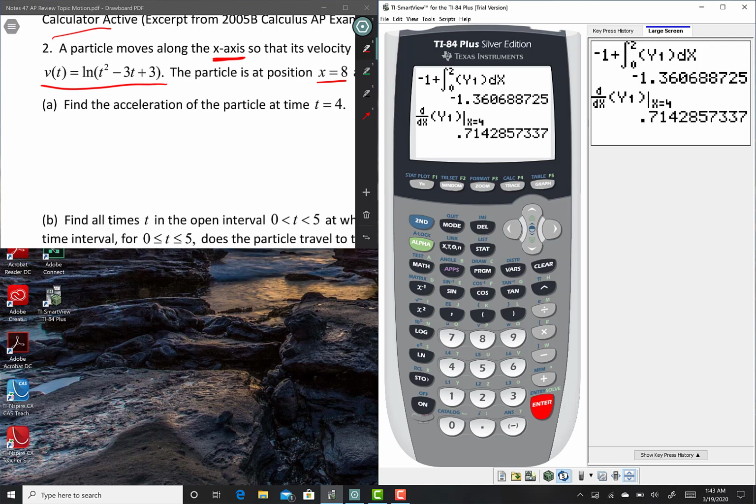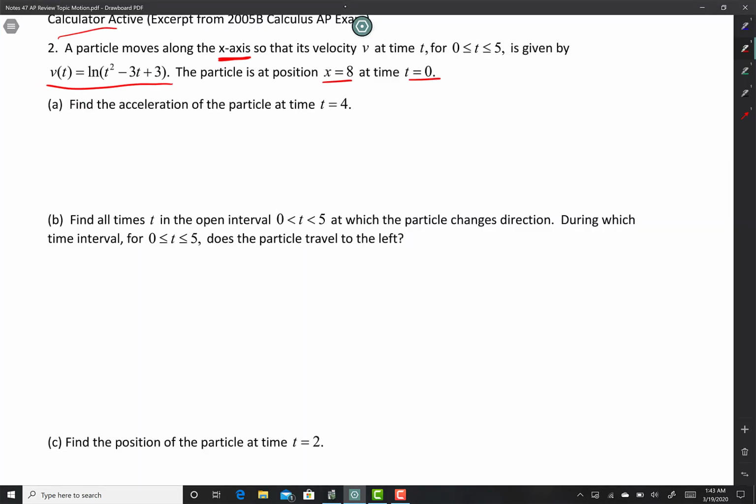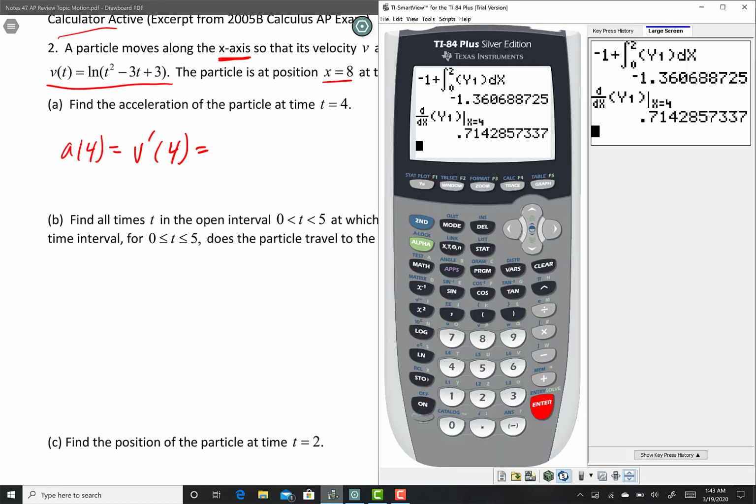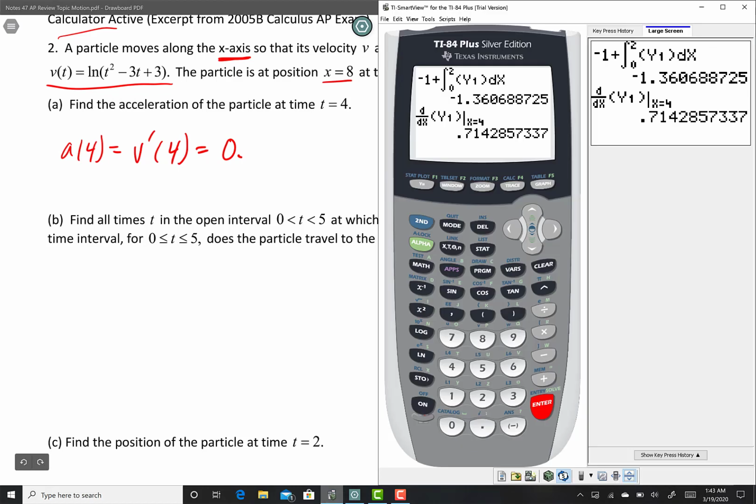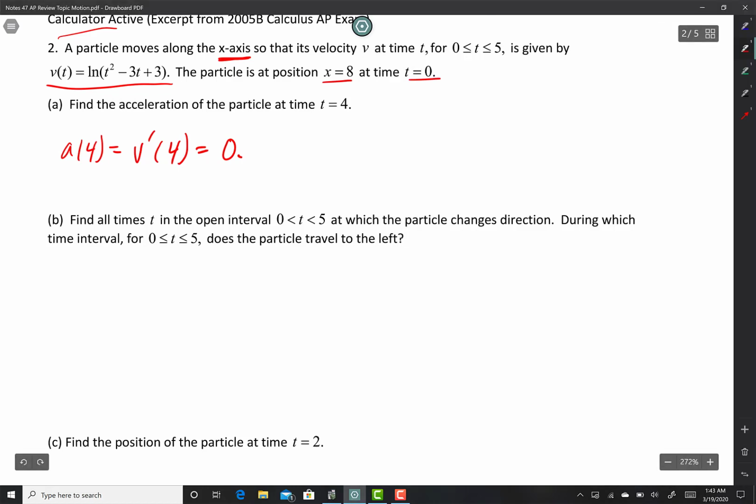So I'm going to connect it, guys. So we're doing a calculus exam here, so we've got to make sure that we connect it with calculus. So I'm going to say acceleration at 4 is equal to v prime of 4, which is equal to, and I already forgot what that number was. Let's see here. 0.714285. That's if it's truncated. You can say 6 if it's rounded. So 0.714285.